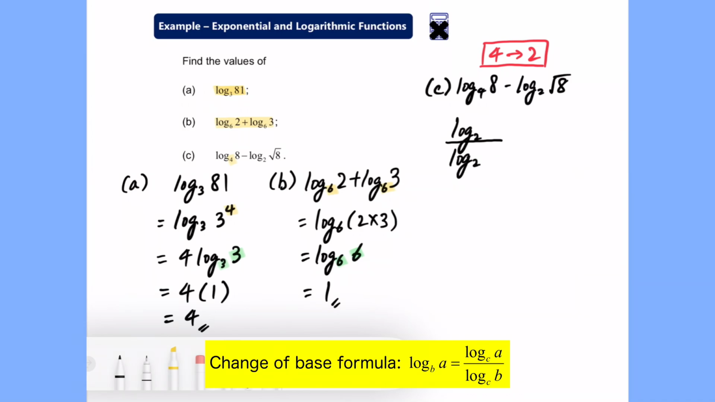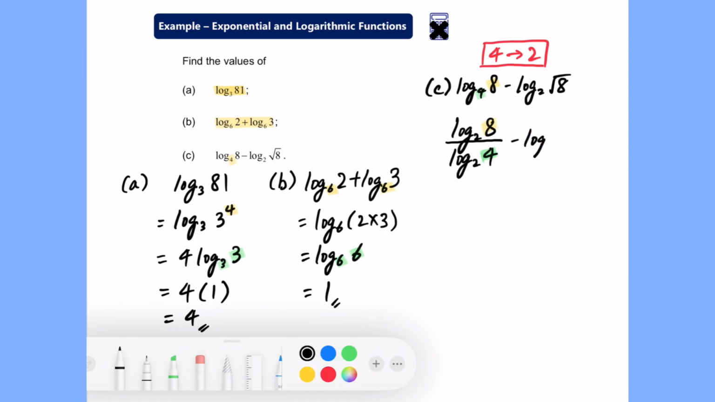Then let's have a look at this. The original number inside the logarithm is 8, so I'm going to copy the number 8 to the top. And then we can see that the original base was 4. Then we will try to put the original base at the bottom. And then the second term will be unchanged at this moment.